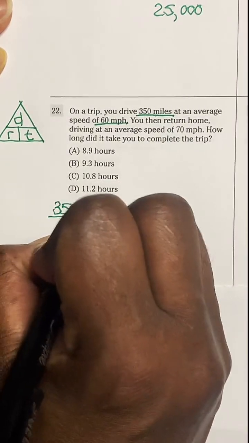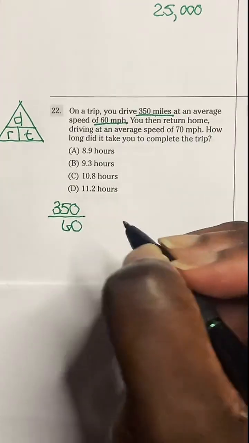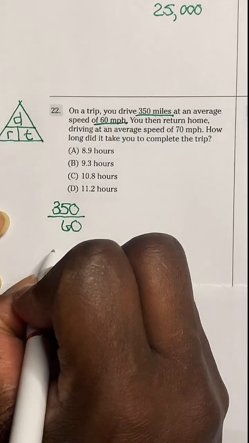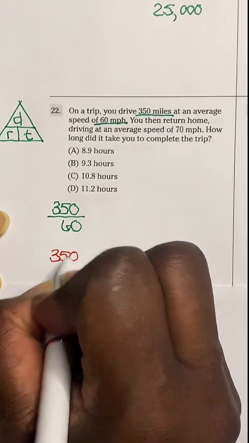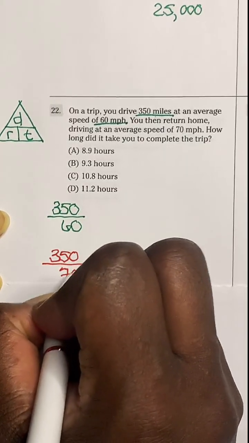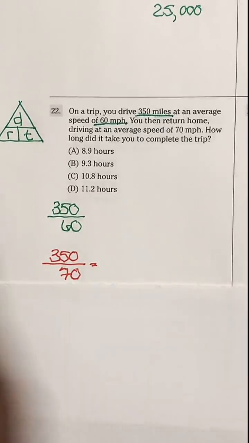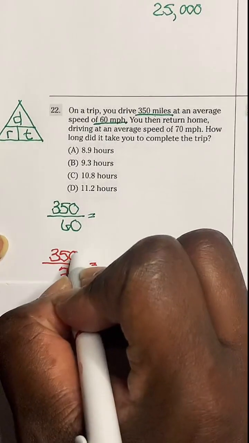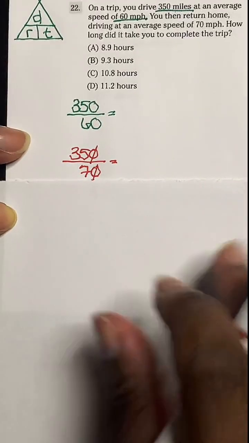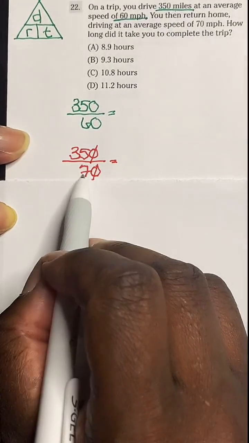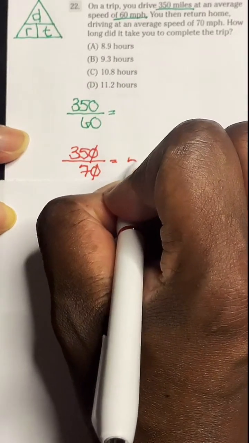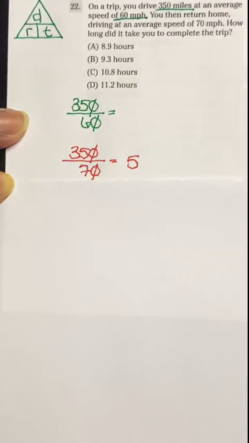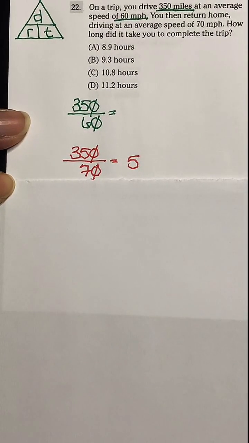So we have 350 divided by 60. Then we're going to do it again with the 350 divided by 70, because it said 70 miles per hour. So I like this. Since they both end in zeros, cancel the zeros out. Now you got 35 divided by 7. Beautiful thing. That'll give me 5. Cancel the zeros out. Not so much of a beautiful thing, but I know it's going to be a decimal.